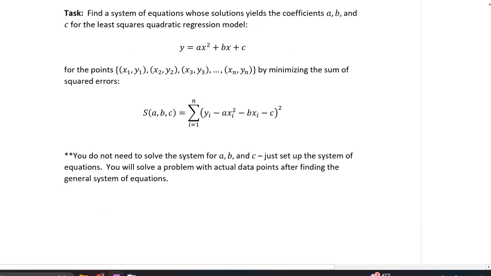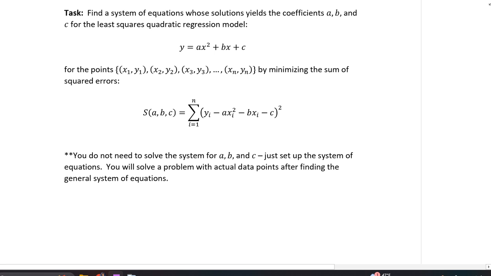So you're going to use our sum of squared errors formula right here. We're going to flip it back to have the actual value minus the predicted value. So you're going to do y minus a x sub i squared minus b x sub i minus c, and you're all going to square that. Notice that our function is now in terms of 3 variables, a, b, and c.